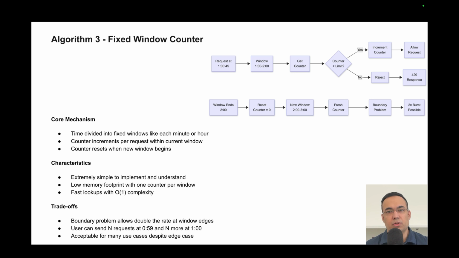The fixed window counter has appealing characteristics. It's extremely simple to implement and understand. It has a low memory footprint with just one counter per window, and it has fast lookups with O(1) complexity. However, there is a significant trade-off.